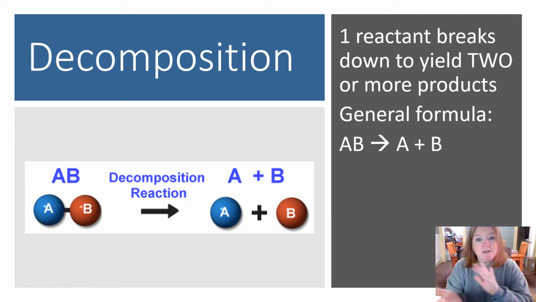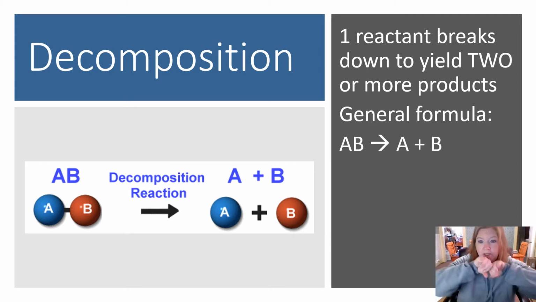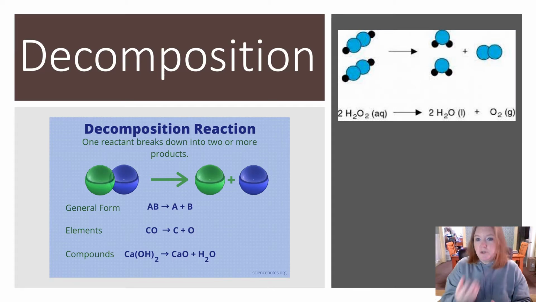Decomposition is the opposite of synthesis. So decomposition is breaking down. One big reactant breaks apart into two or more products. The general formula is taking AB and breaking it apart into A and B. So again, you start with one reactant and break it apart into two or more products.